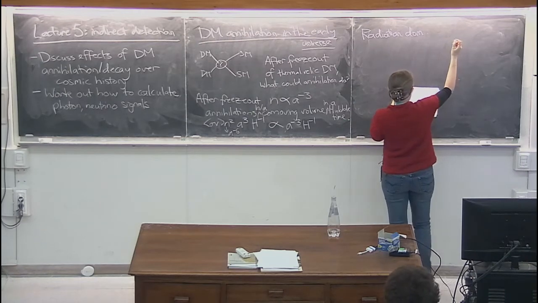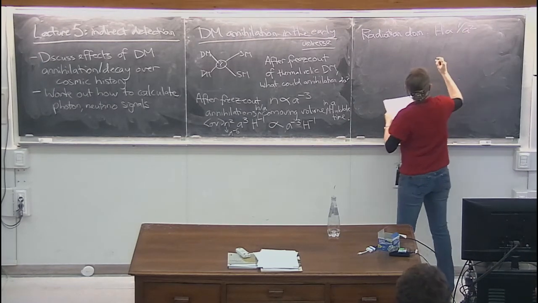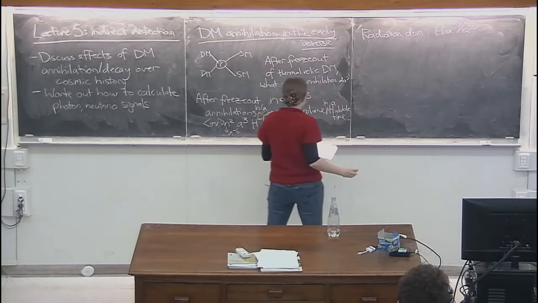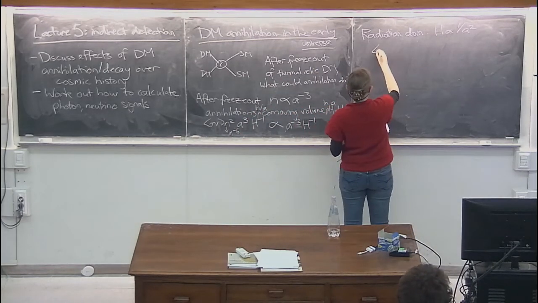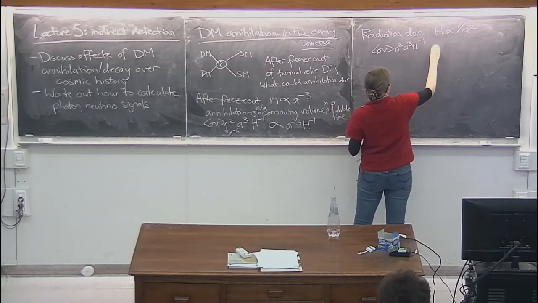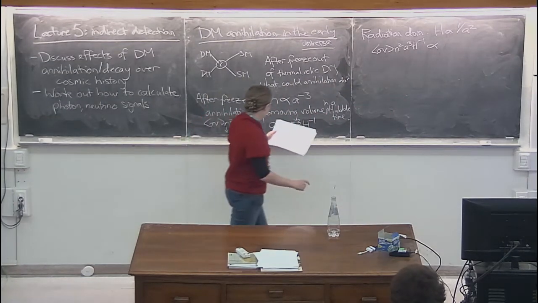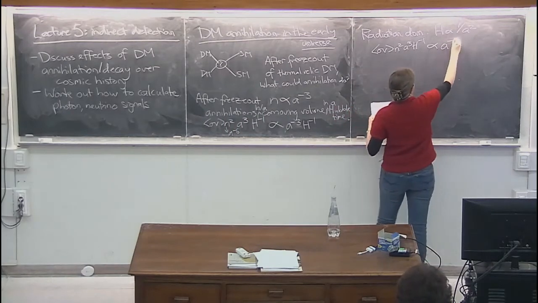So during radiation domination, we know that H is proportional to 1 over a squared. So this rate, this is like the rate of dark matter particles annihilating, is going to go like a to the minus 3 times H to the minus 1, so that's like a to the minus 1.